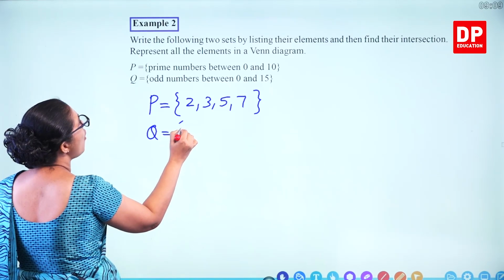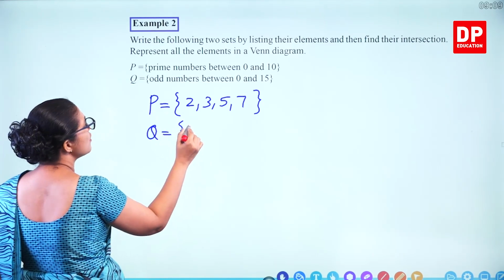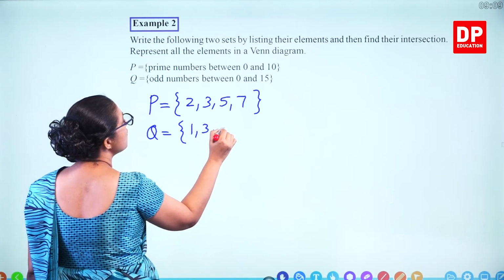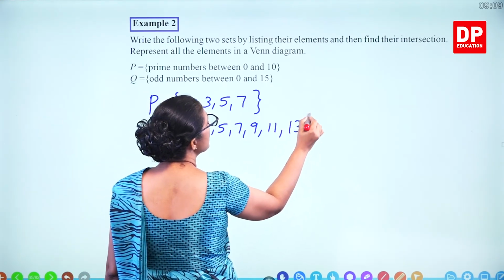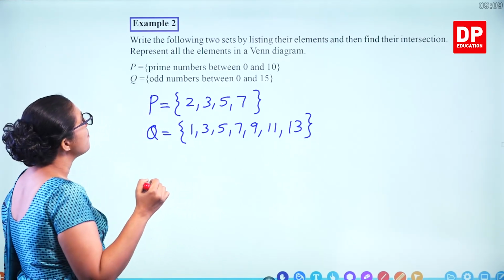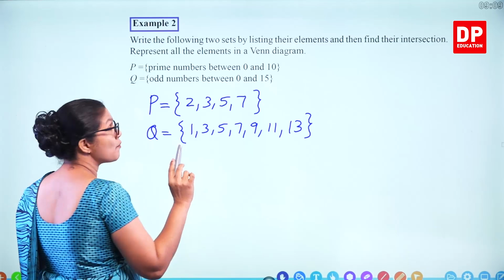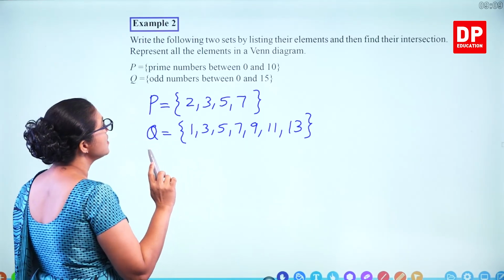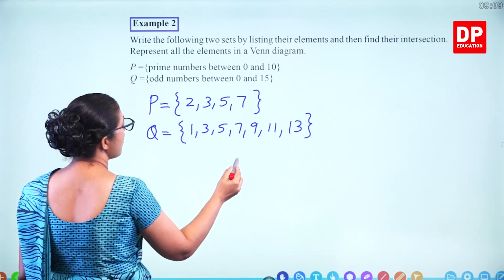And here Q, odd numbers between 0 and 15. Between means 15 is not included. 1, 3, 5, 7, 9, 11, 13. Now we can represent this in a Venn diagram. First of all, we have to check whether there are common elements. 3, 5, 7. There are common elements.